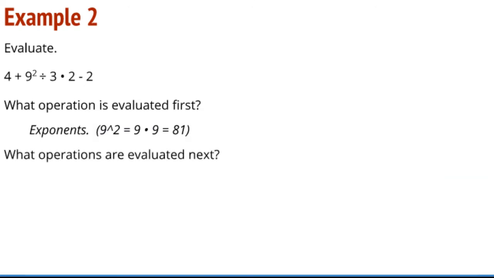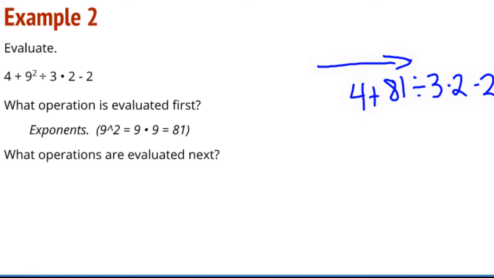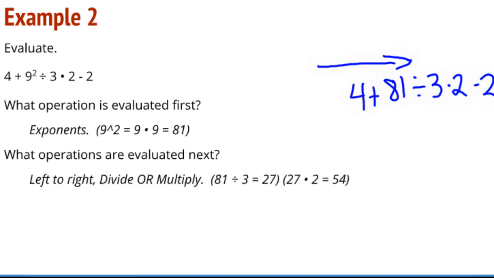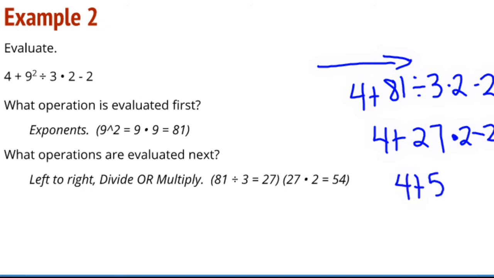And then what would come next? Well, I'm going to, off on the side here, write this out. There we go. Well, going left to right, looking for division or multiplication, I've got the 81 divided by 3. So I've got 4 plus 27 times 2 minus 2. And then I can do the multiplication. 4 plus 54 minus 2.